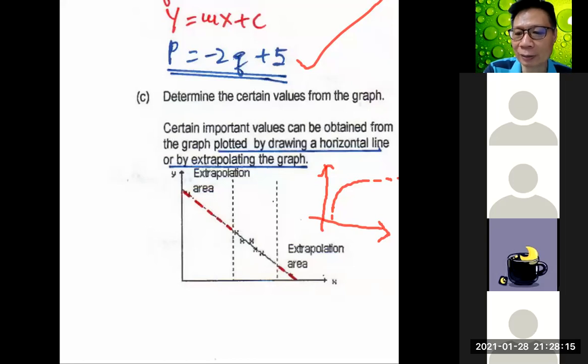Alia, understand or not? Yes. Alia, can you tell me why we need to do extrapolation? To know the value outside of the graph. Outside of the graph you plotted, correct?